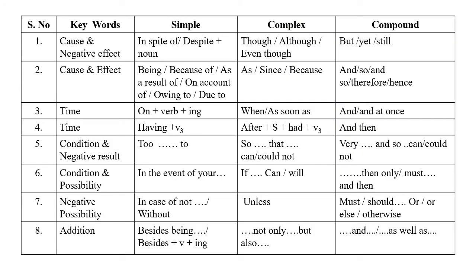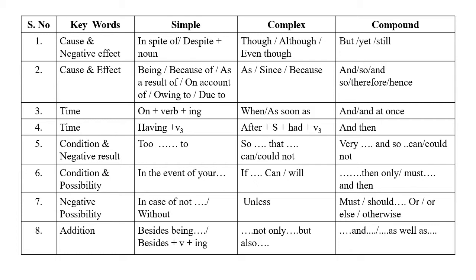Let's see the keywords to recognize the type of sentence. Type 1: cause a negative effect. In spite of or despite plus noun. In complex: though, although, even though. In compound: but, yet, still. These are the keywords to identify type 1.